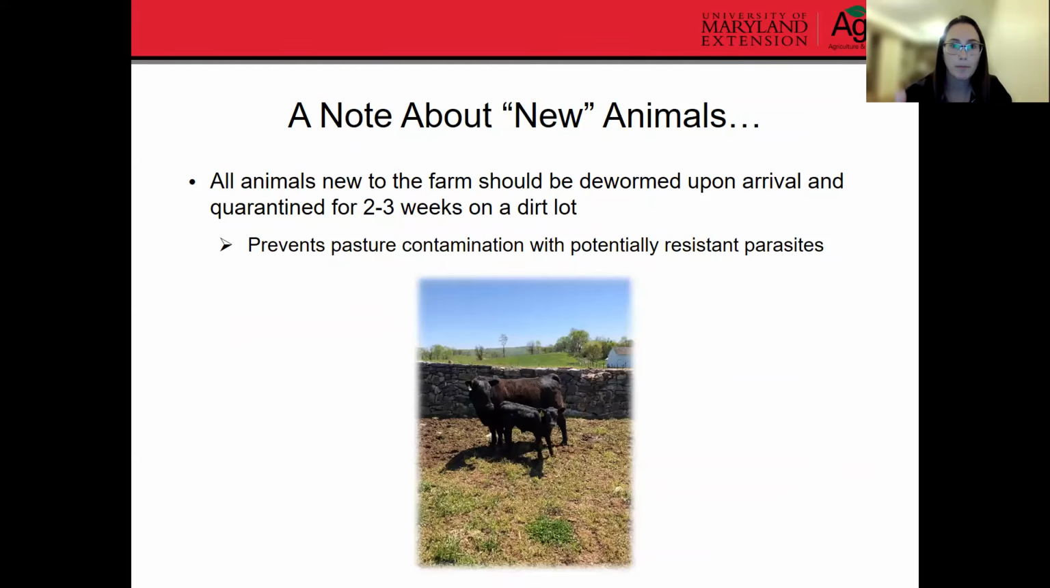Before we wrap up with this targeted deworming part, I do want to mention that for any new animals coming onto the farm, they really should be quarantined and dewormed for 2 to 3 weeks on a dirt lot so that they are not bringing potentially resistant parasites onto your farm. And we recommend doing a combination dewormer treatment, and I'm going to talk about that here in just a minute, but we want to make sure that we're not bringing resistant parasites to the farm, to those animals.